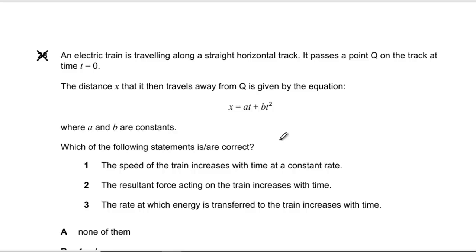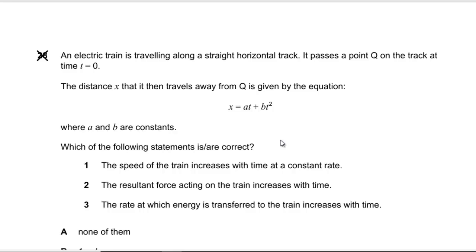An electric train is travelling along a straight horizontal track. It passes a point Q on the track at time t is 0. Distance x that it then travels away from Q is given by that equation. A and B are constants. So that's a sort of s equals ut plus half at squared type affair where we'd have a constant acceleration. Which of the following statements are correct?